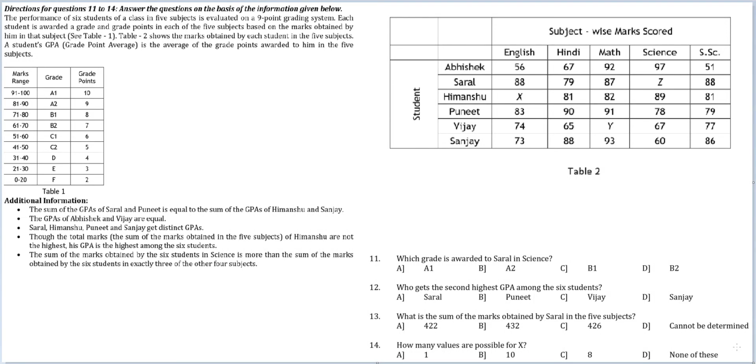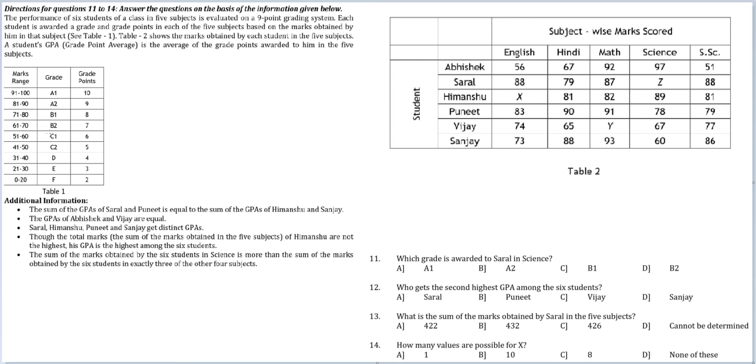Let's look at this question now. The performance of 6 students of a class in 5 subjects is evaluated on a 9-point grading system. Each student is awarded a grade and grade points in each of the 5 subjects based on the marks obtained by him in that subject. See Table 1. Table 2 shows the marks obtained by each student in the 5 subjects. A student's GPA, grade point average, is the average of the grade points awarded to him in the 5 subjects.